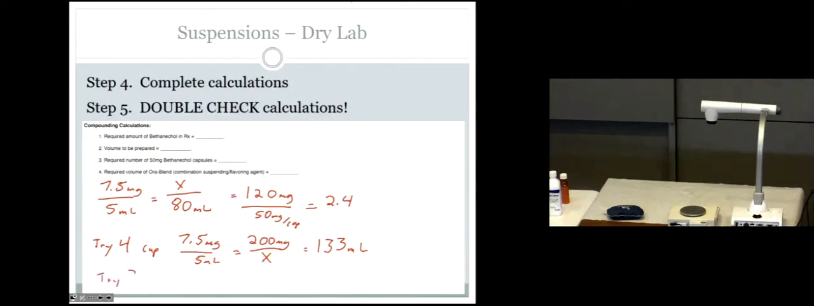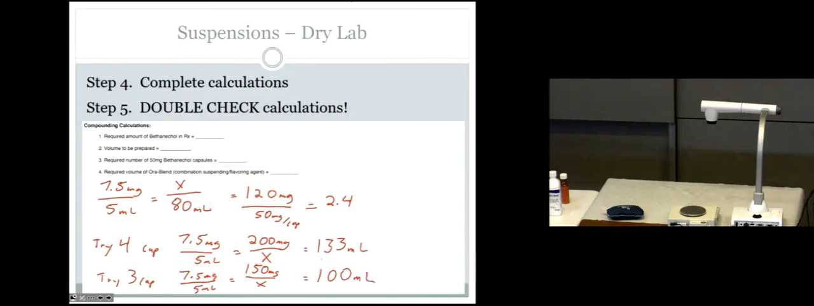Let's try 3. If I did try 3 capsules, do the same thing, 7.5 milligrams per 5 milliliters equals, now 3 capsules would have how much? 150 milligrams over X. Now when I solve for X, what volume would I have to put my 3 capsules worth in to get the 7.5 milligrams per 5 ml? I think that comes out to 100 milliliters, and that seems easy to me.